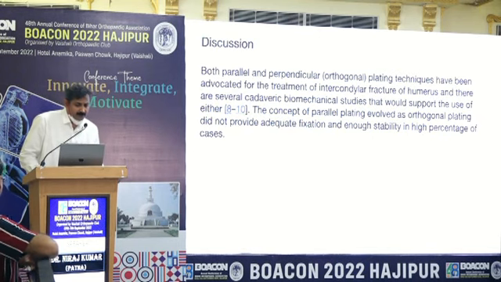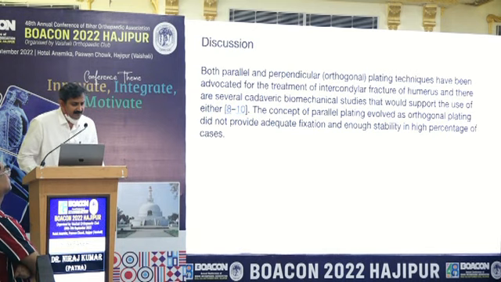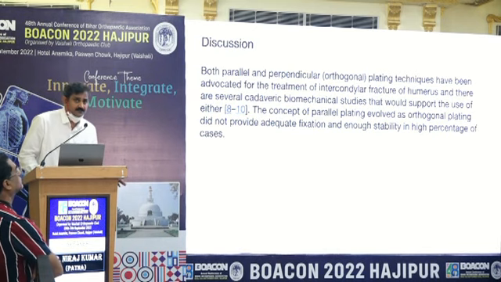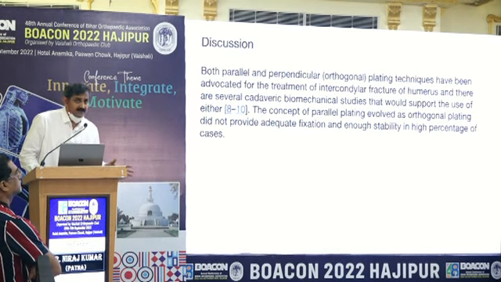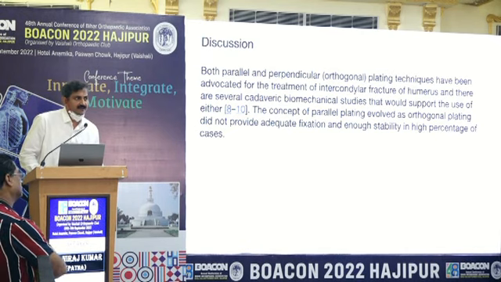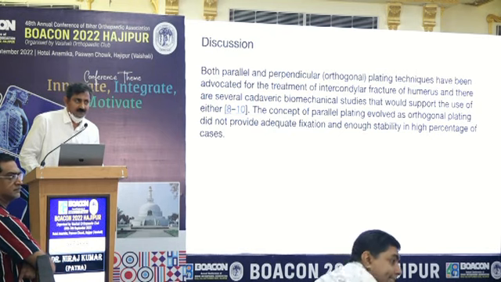Both parallel and perpendicular plating are advocated in the treatment of intercondylar fractures, and the outcome of this study was that those fractures which have capitular involvement should undergo parallel plating. Parallel plating construct is more important, and one absolute indication of parallel plating is lateral capitular fractures.